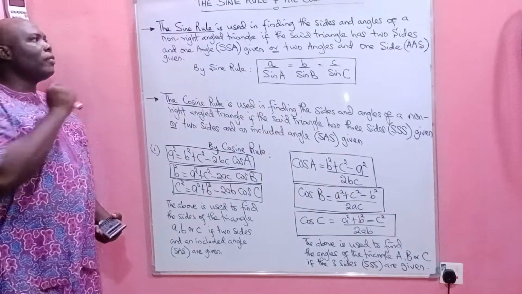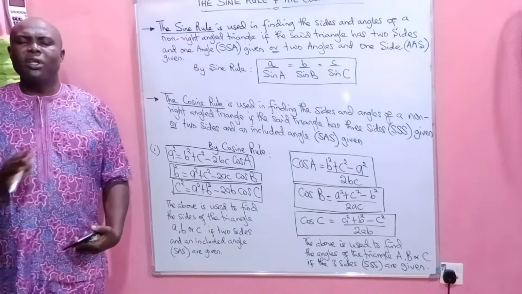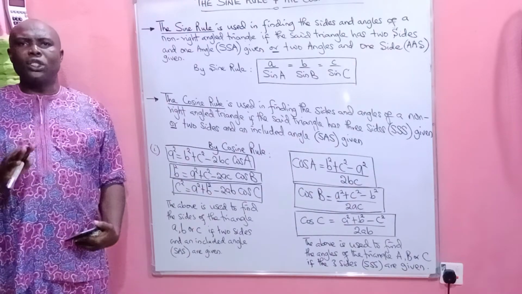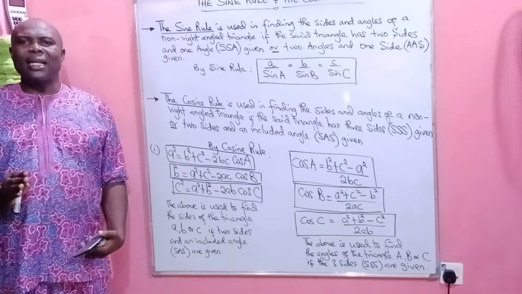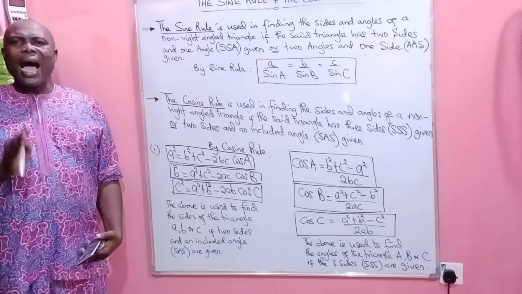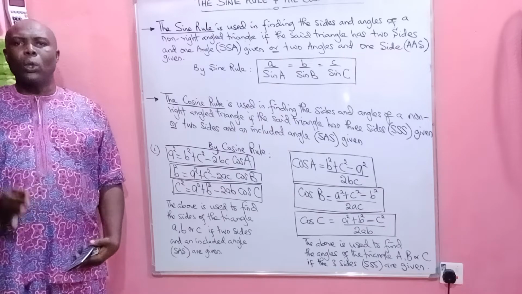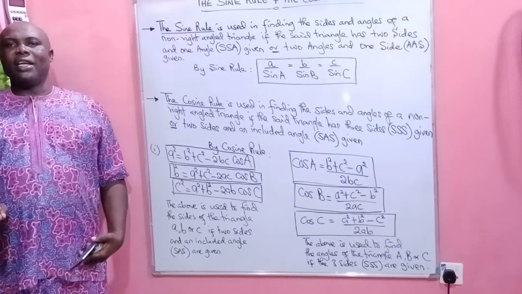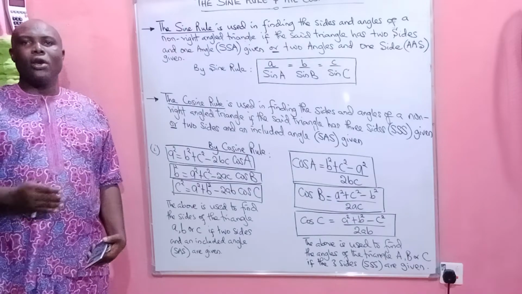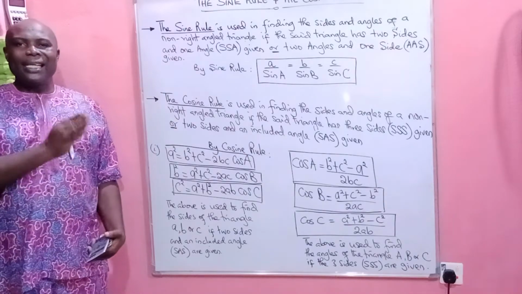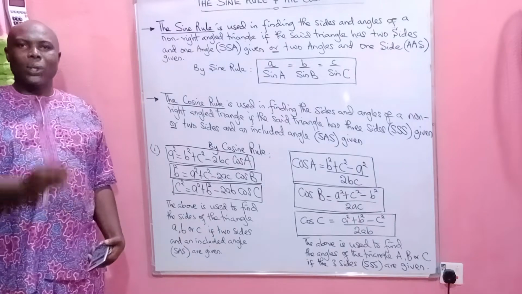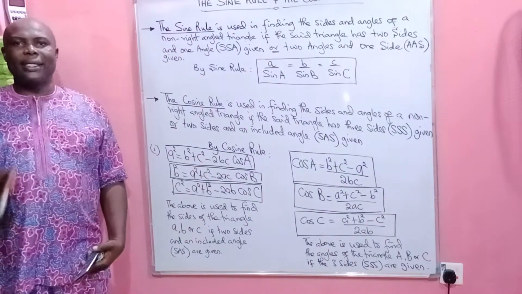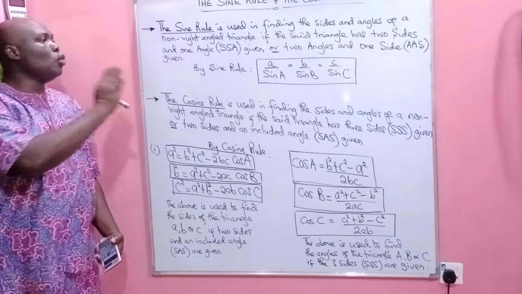Now, the use of the sine rule. The sine rule is used in solving triangles that are not right angle triangles, provided two conditions prevail, which means that either the triangle has two sides and one angle given, or two angles and one side given. The condition is SSA or AAS, meaning SSA is two sides and one angle is given, while AAS means two angles and one side is given. That is the condition for you to use the sine rule.